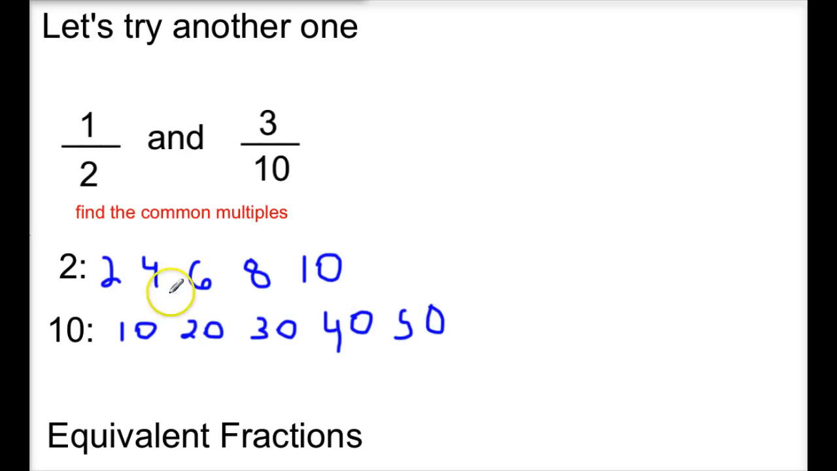I'm going to check and see what they have in common, and I see that they both have a 10 in common. And now this is going to give me my common denominator.